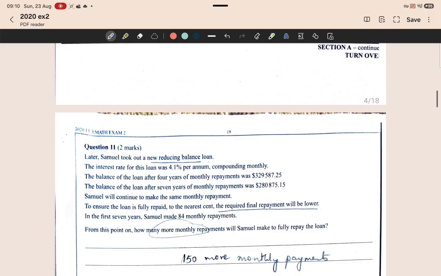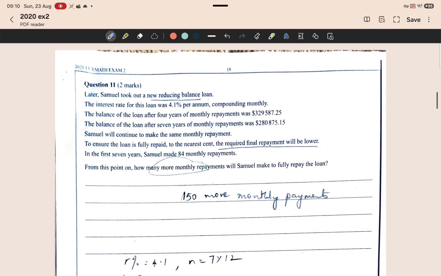Now, in question 11, Samuel took a new reducing balance loan. So it's now changing. The interest for this loan was 4.1% compounding monthly. The balance of the loan after 4 years was this, and the balance of the loan after 7 years was this. Samuel will continue to make a monthly repayment to ensure the loan is fully repaid. Now, fully repaid means future value is 0.